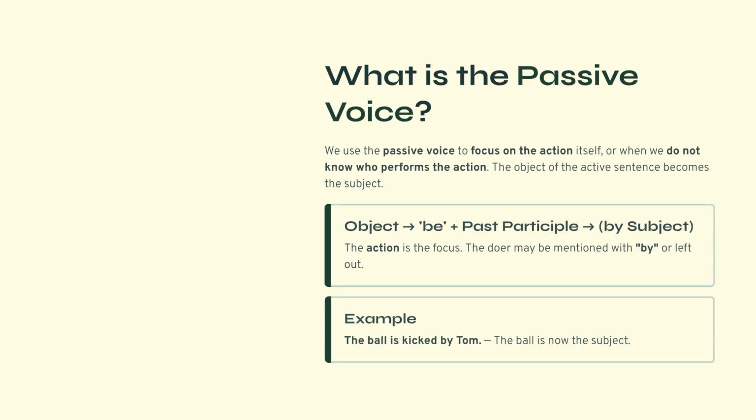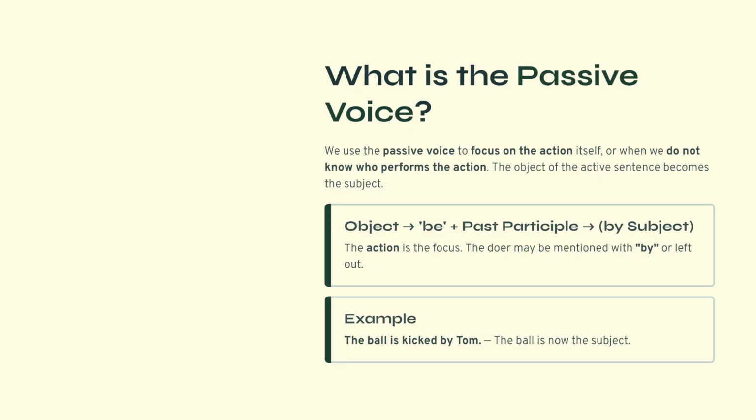What is the passive voice? We use the passive voice to focus on the action itself, or when we do not know who performs the action. The object of the active sentence becomes the new subject at the beginning. For example, instead of focusing on Tom, we say the ball is kicked by Tom.